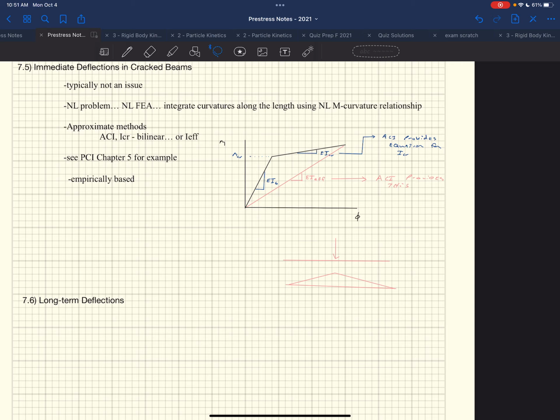Okay. Next, we're going to talk about long-term deflections. So all this stuff we talked about so far is immediate. What happens immediately when you apply the loads? What are those effects? But what happens over time? Creep and shrinkage and pre-stress losses and all that change those deflections. How do we account for that? And that's kind of the next step. It turns out we just guess in that as well.